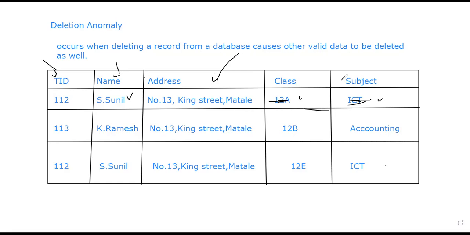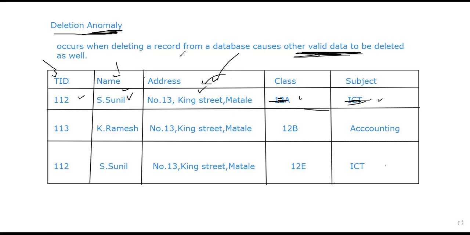Those are related to the teacher's details. But because you are deleting the subject ICT and class 12A, this teacher's ID, name, and address which you no need to delete also will be deleted. That is what deletion anomaly is. It occurs when deleting a record from a database causes the other valid data also to be deleted. Here you needed to delete 12A and ICT, but unfortunately the teacher's ID, name, and address, these other valid data which contain teacher information and no class information, also will be deleted. That is called deletion anomaly.